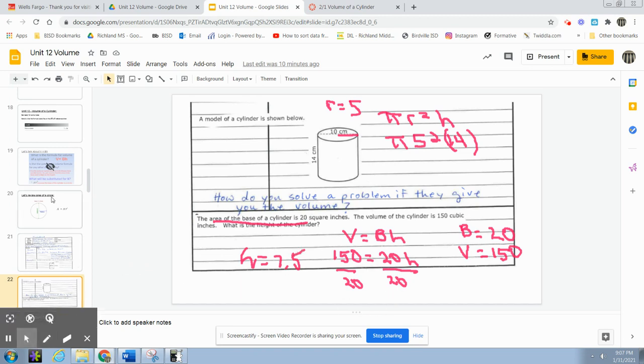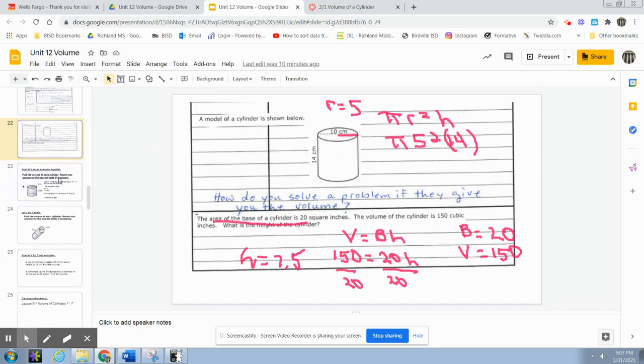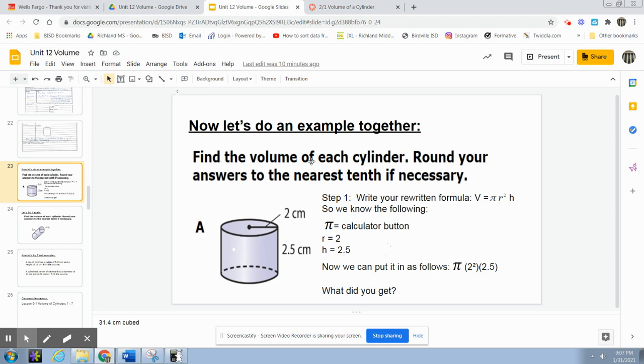Okay, let's look at the next slide. Okay, let's do some examples. It says find the volume of each cylinder. Round your answers to the nearest tenth if necessary. Well, we know that we have our cylinder, we have our radius, and we have our height. And we are going to write our formula as V equals pi r squared H. Like we just said, our radius is 2, and we know our height is 2.5.